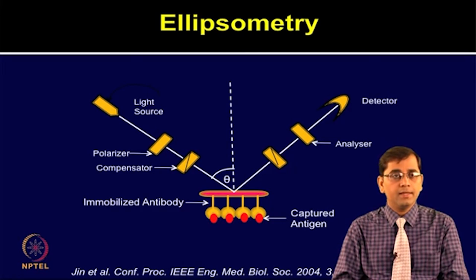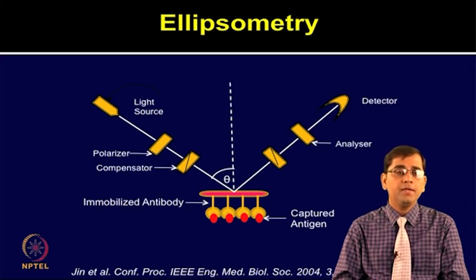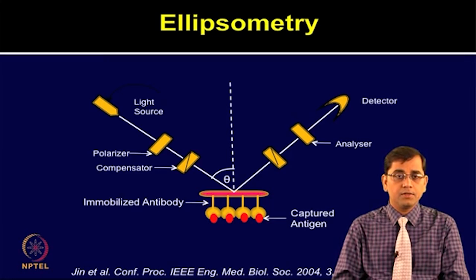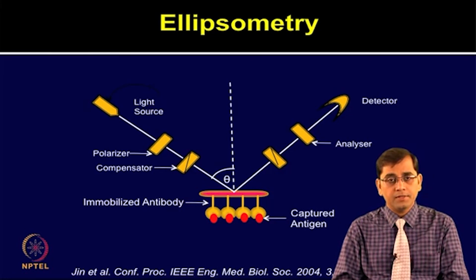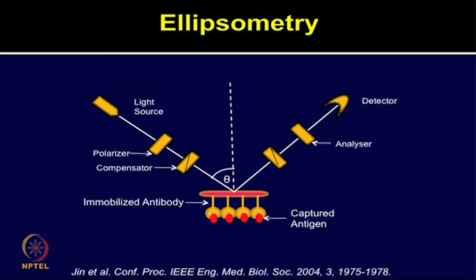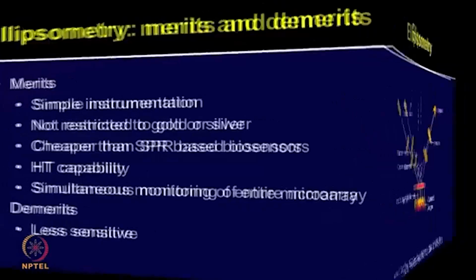A monochromatic laser light linearly polarized by the polarizer is passed through a compensator to produce elliptically polarized light. This light is reflected from the sample surface and again becomes linearly polarized, which is detected by an analyzer filter, and this reflected light intensity is monitored with a photodetector.